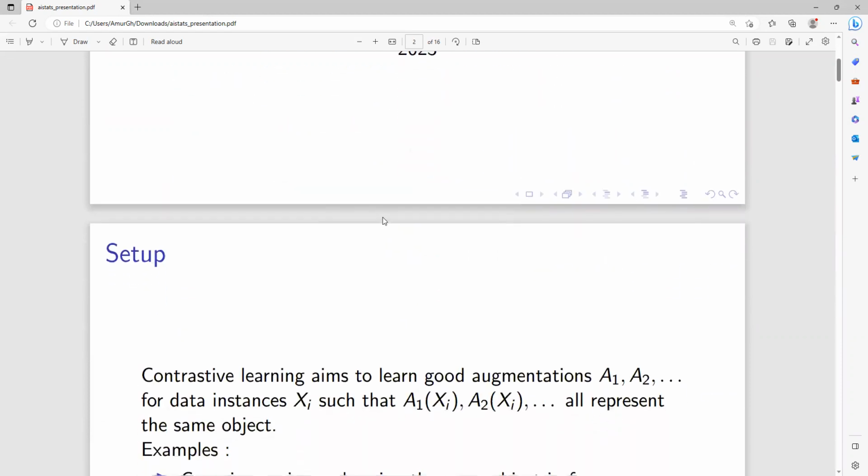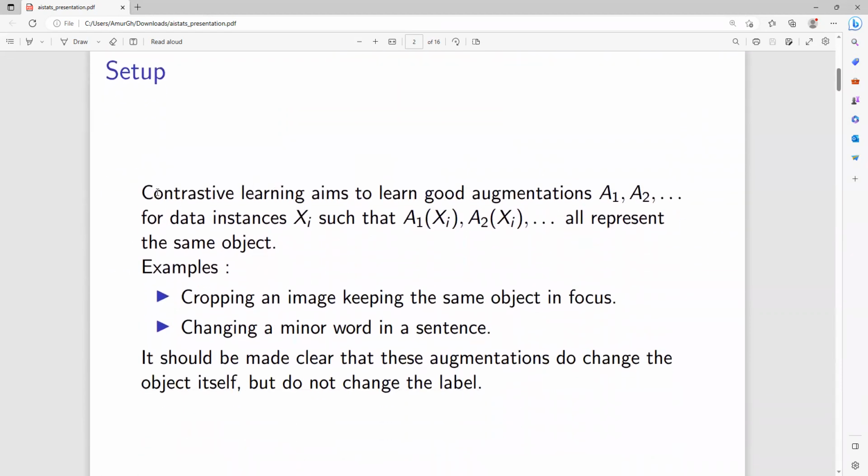So first, I want to talk a little bit about contrastive learning by itself, which is trying to learn augmentations, which can be thought of as just operations, and we can term them as A1, A2, and so on, and they work on data instances Xi, so that when you operate A1 on Xi or A2 on Xi, you basically get the same object Xi back.